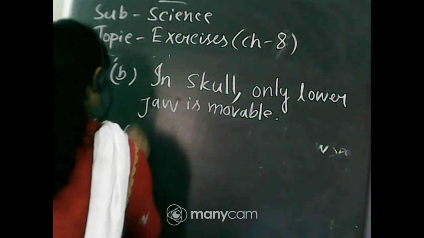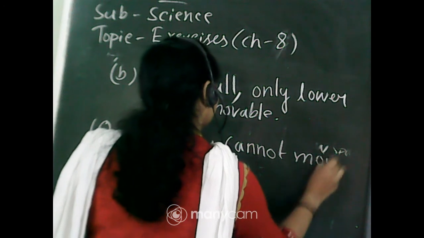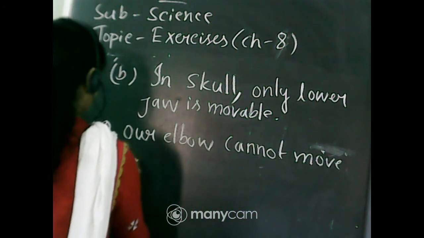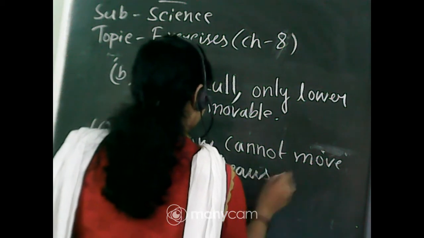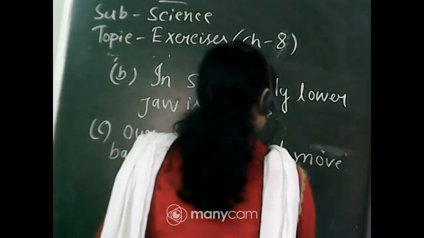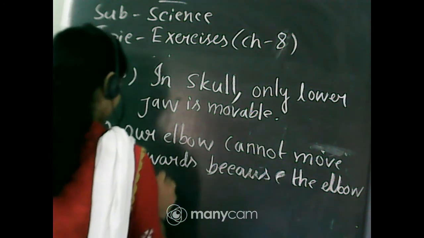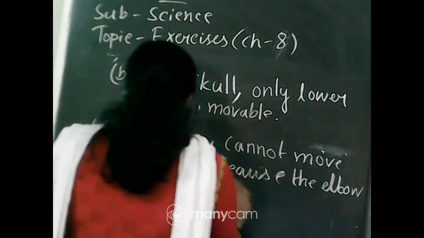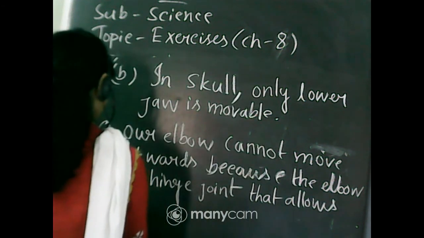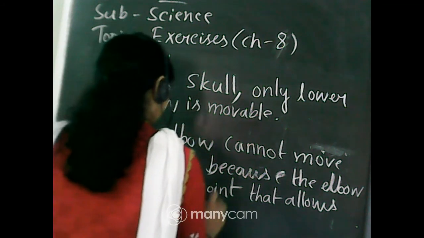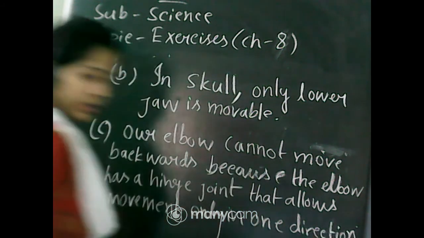So you can write, our elbow cannot move backwards because the elbow has a hinge joint that allows movement only in one direction. Understood? So this will be the answer.